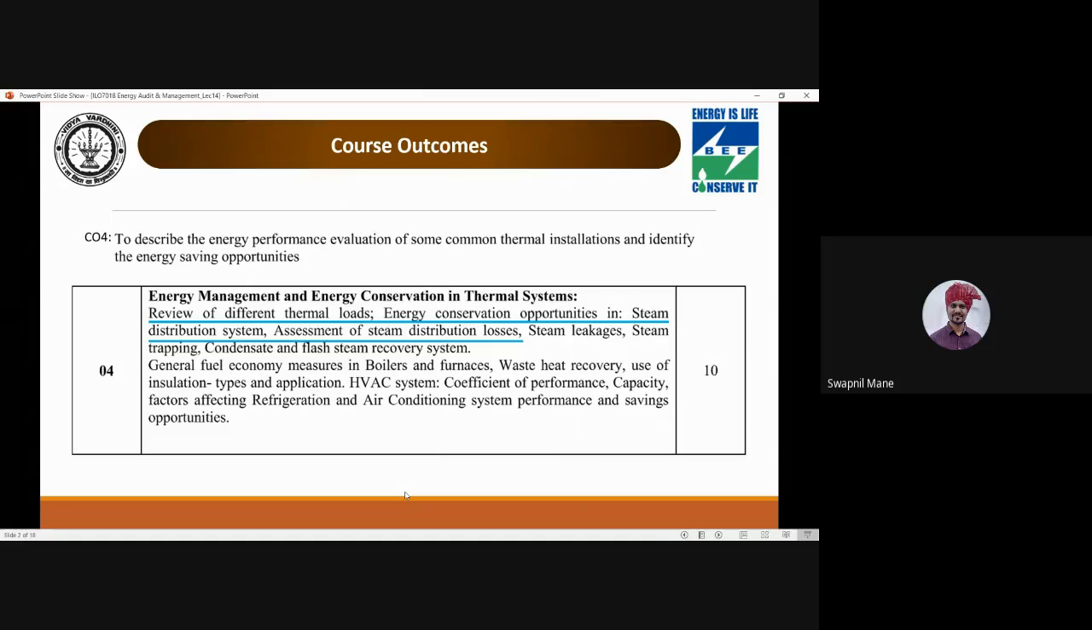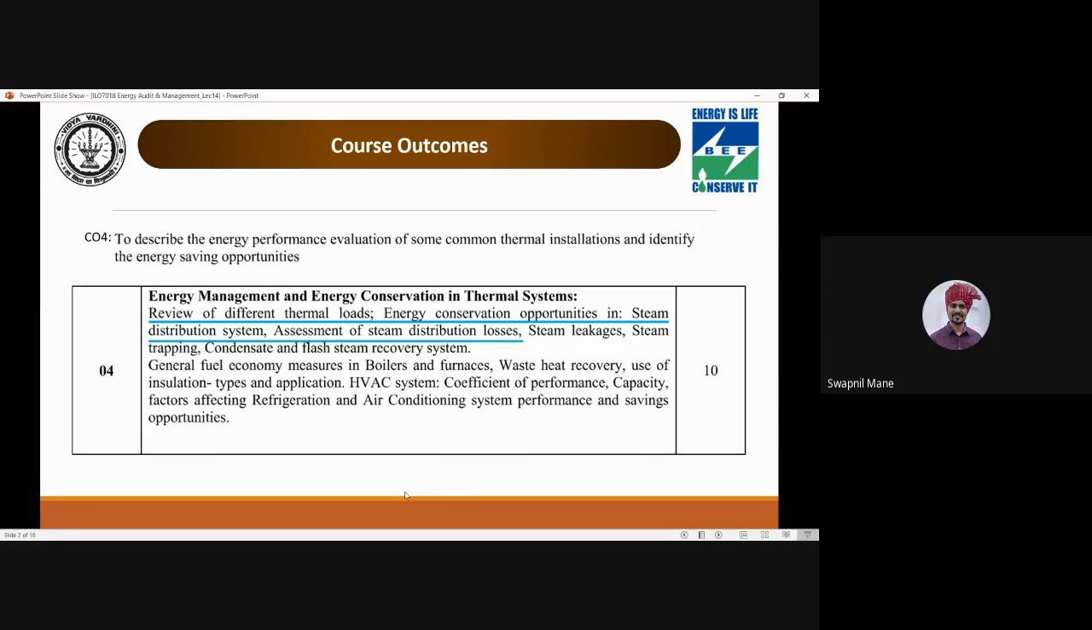Now, thermal installations, you have come across various thermal utilities like the steam generation system, the boilers, furnaces, waste heat recovery, HVAC, refrigeration, air conditioning. So you see that when we talk about thermal systems, management of these thermal systems to the optimum use is what energy management is all about.